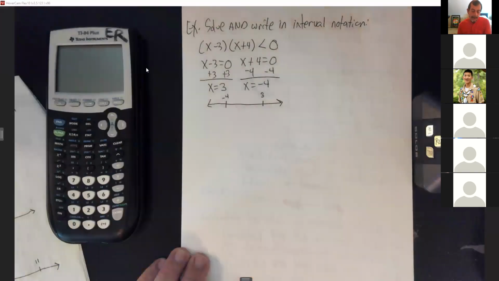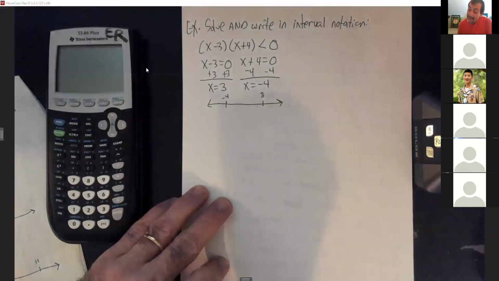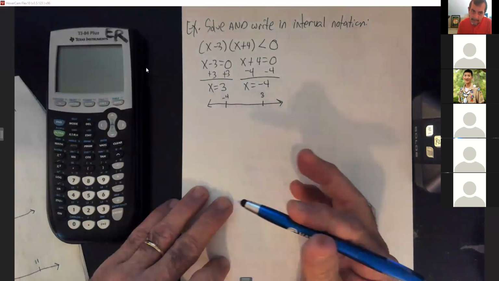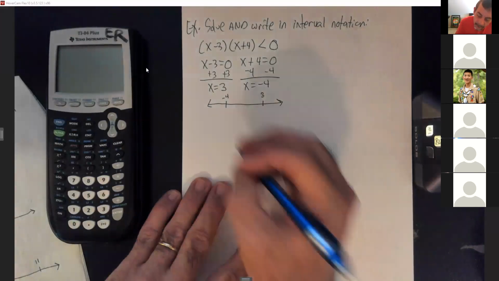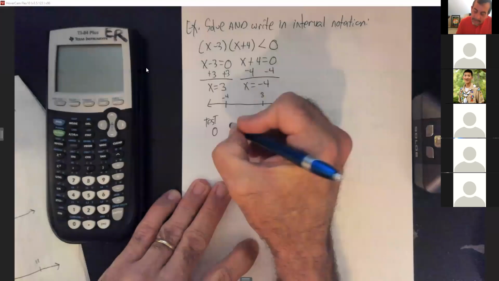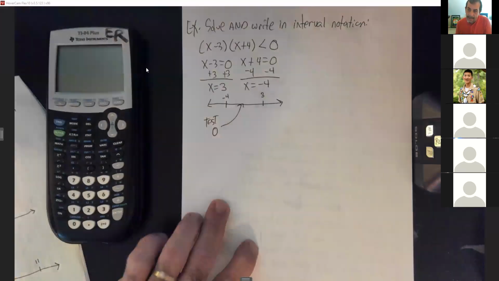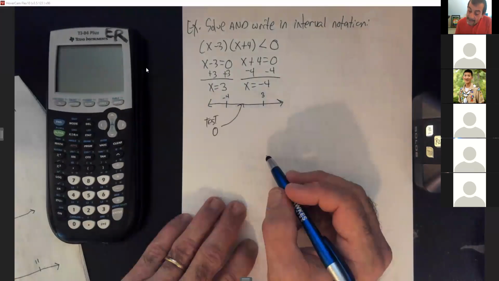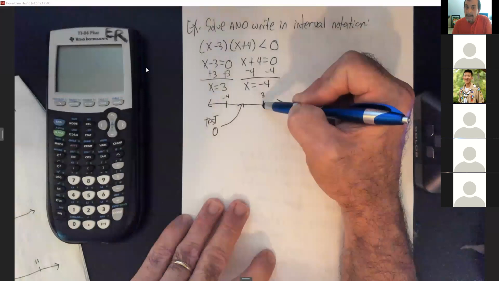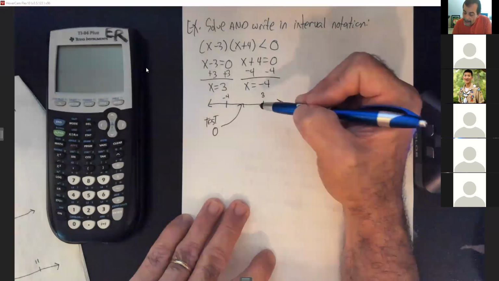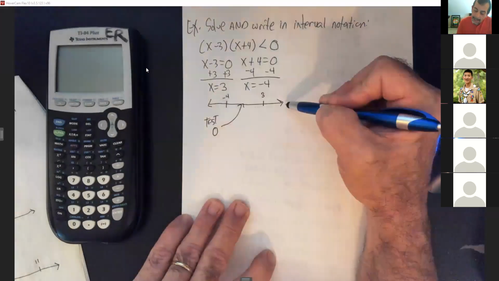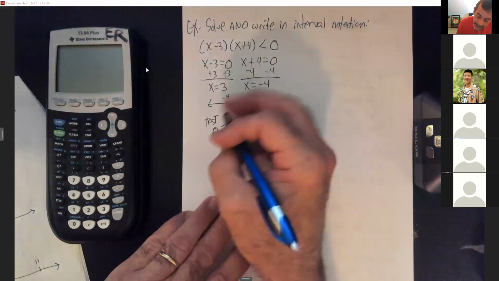Now, the only number I pick for my testing is 0 because, y'all, 0 is the easiest number to multiply, add to, or anything. So I'm going to test 0, and I know 0 would go in between these two numbers because that's a negative and that's a positive. So when I test 0, if it's true, I'm going to shade where the 0 was. If it's false, I can't shade where the 0 was, so I got to shade the two outsides. Okay? So let's see what happens when we test a 0.